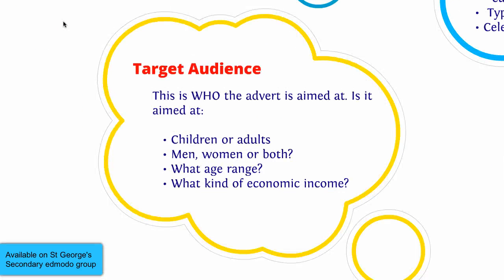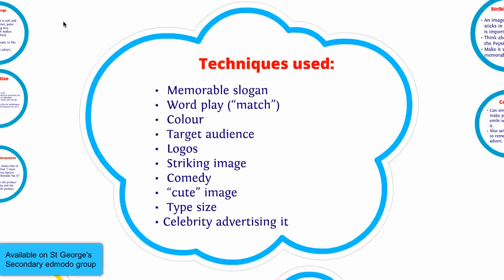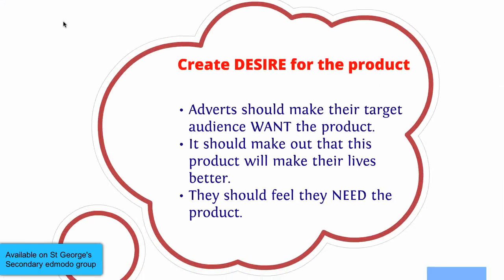Okay. So remember your target audience, it's who the audience is aimed at, it's your 11 to 14-year-olds. And is it going to be just girls? Is it going to be just boys? And what kind of money roughly are you going to be looking to hit? Techniques used could be memorable slogan, wordplay, colour, target audience, logos, a striking image, a comedy kind of idea within the advert, a cute image, type size, or a celebrity advertising it. And remember, you really want your advert to create desire for the product. You really want people who are looking at your advert to want to buy it from you. They should feel that they need it.